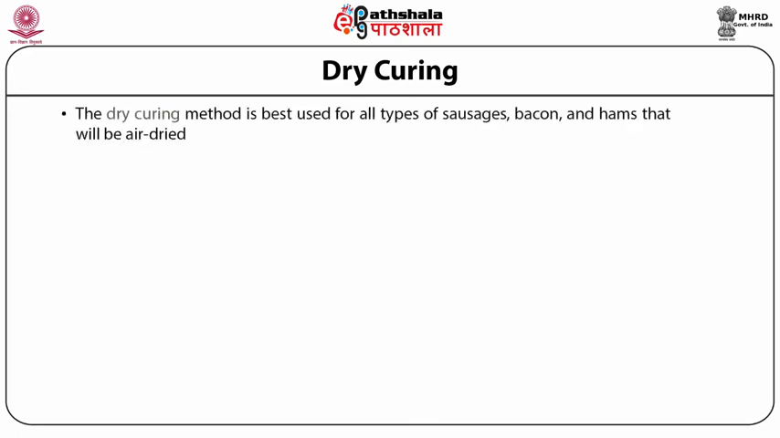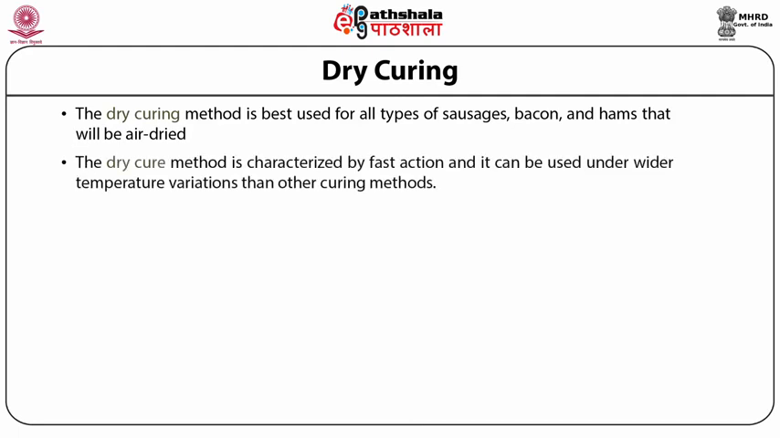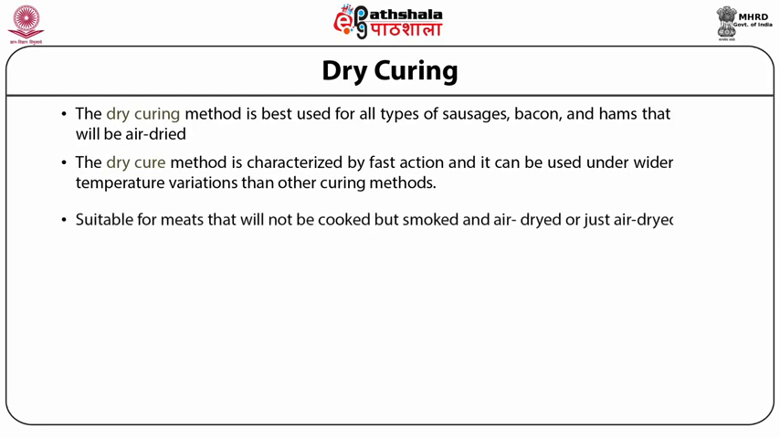The dry curing method is best used for all types of sausage, bacon, and hams that will be air dried. The dry cure method is characterized by fast action and it can be used under wider temperature variations than other curing methods. Suitable for meats that will not be cooked but smoked and air dried or just dried.